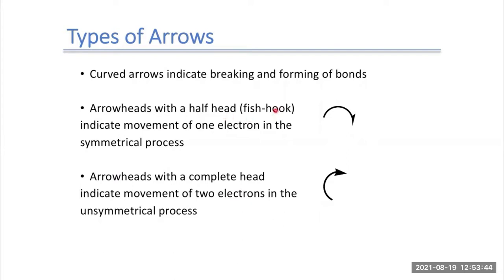If we use a half head or fishhook arrow, that involves just one electron because we only drew half an arrow. You can think of the full arrows like two electrons, one on each side. If only one electron moves, you draw a half arrow. If both electrons are moving as a pair, you draw a full arrow. So that'd be the difference of having something like that versus showing a full arrow. Showing the half arrow tells me only one electron is moving. Having the full arrow shows me both electrons are moving.